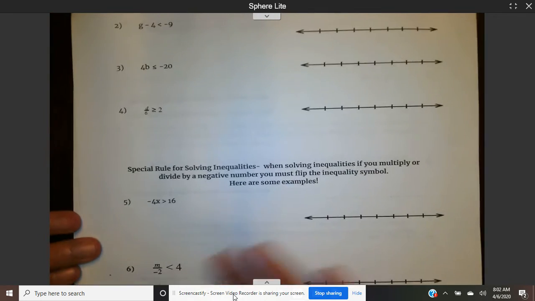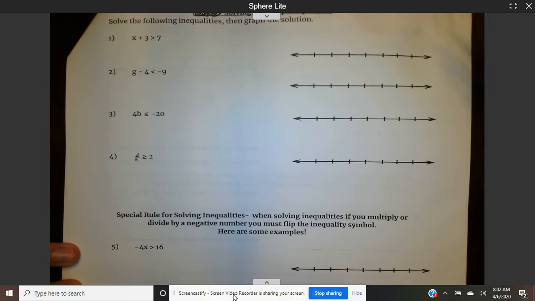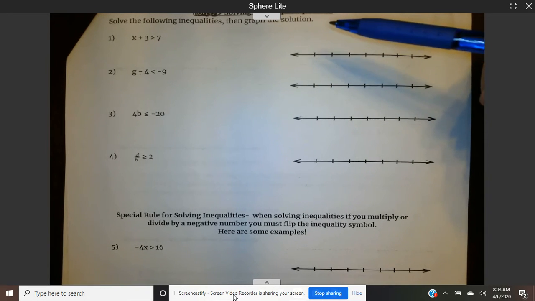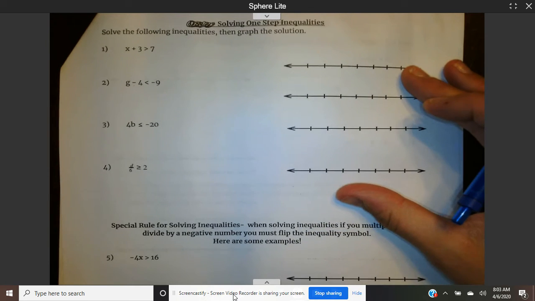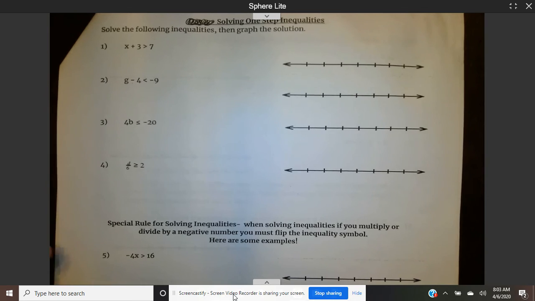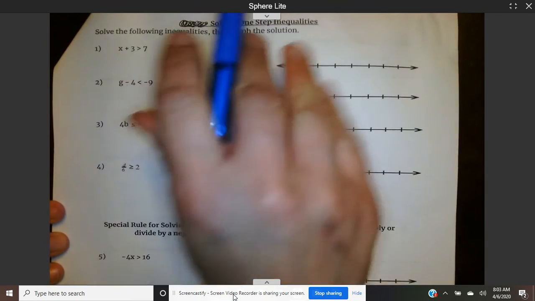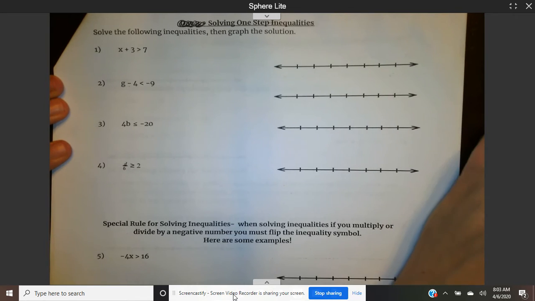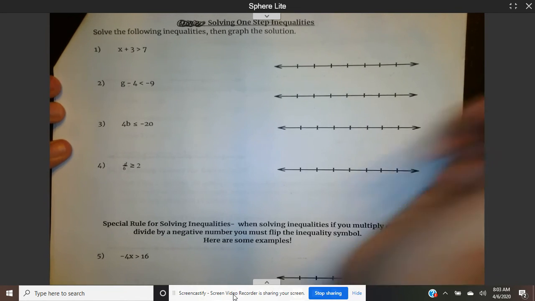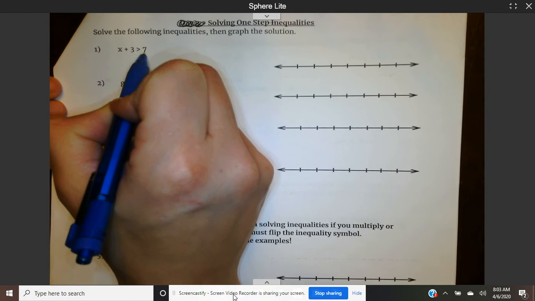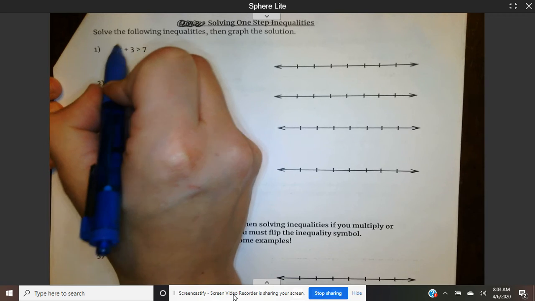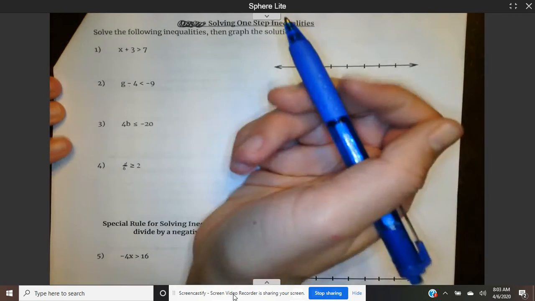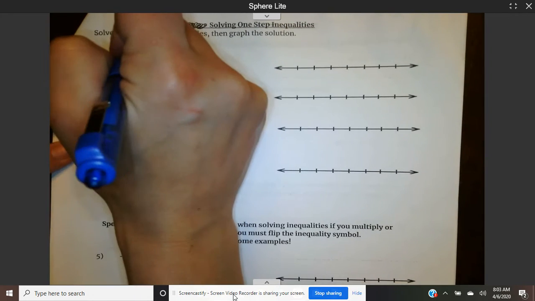So the next thing we're going to do, and I'm actually going to do just 4 examples. I'm going to save the bottom part of this for the next lesson. We're just going to do an example of each different operation, and then I'll let you guys do a little practice. Okay, so x plus 3 is greater than 7. Basically I need to figure out what values I can put in here that will make this true. We're going to solve these exactly like you would solve an equation.